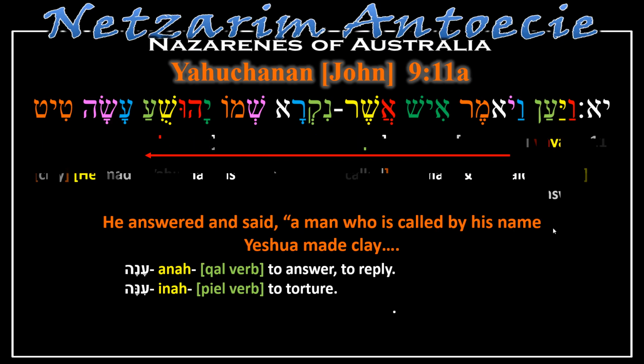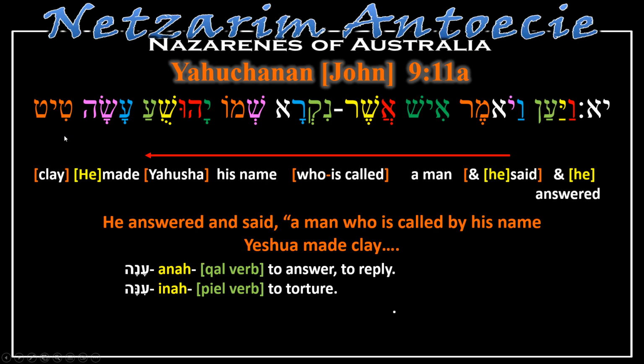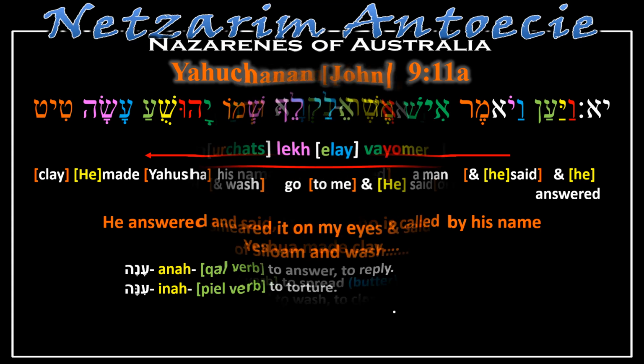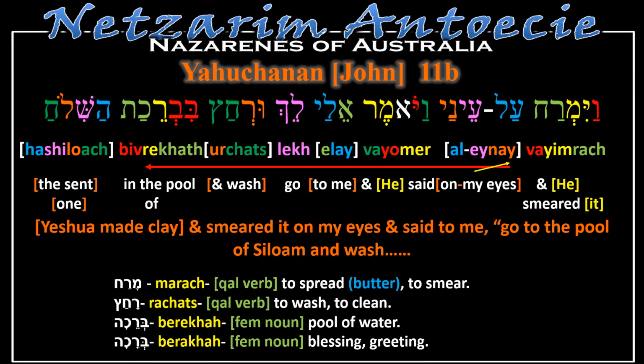And so we now can read that. Vaya'an, Vayomer, Ish, Asher, Nikra, Shemo, Yahushua, Asa, Tit. And the direct translation, and he answered and he said, a man who is called his name Yahusha, he made clay. And so we turn to part B.